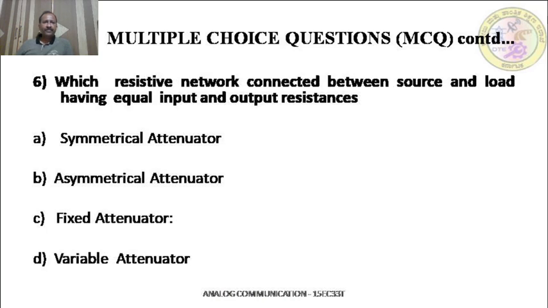Sixth one: which resistive network connected between source and load has equal input and output resistance? A, symmetrical attenuator. B, asymmetrical attenuator. C, fixed attenuator. D, variable attenuator. That means the network having equal input and output resistance is called a symmetrical attenuator. So option A is the correct answer for this multiple choice question.